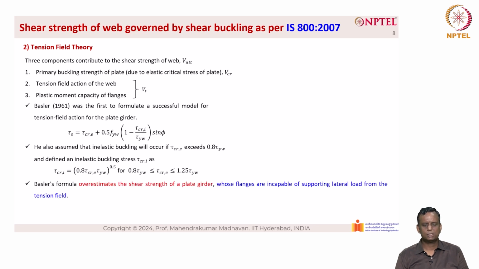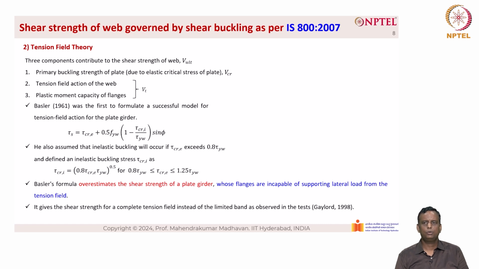Basler's formula overestimates the shear strength of a plate girder whose flanges are incapable of supporting lateral load from the tension field. It does not take into account the formation of the plastic hinge in the flanges, and hence it overestimates the shear strength of the girder. It gives the shear strength for a complete tension field instead of a limited band as observed in the test.